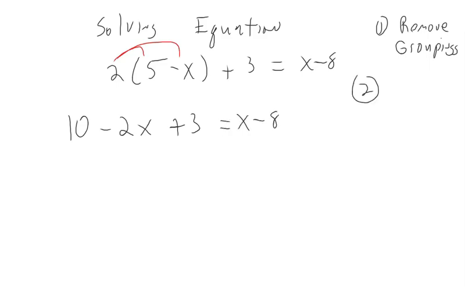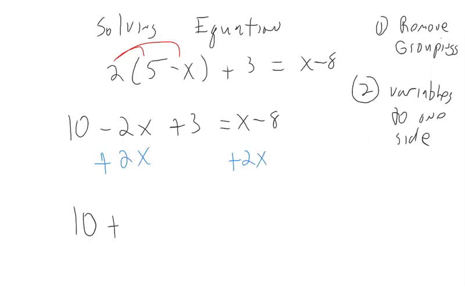Then what I want to do is move things around. So get my variable that I'm solving for to one side. Variables to one side. So I have a negative 2x, and I'd like to keep things positive, so I am going to bring him over to join his friend by doing the inverse property. So minus 2x, so I'll add a 2x, add a 2x. So 10 plus 3 equals x plus 2x equals 3x minus 8.